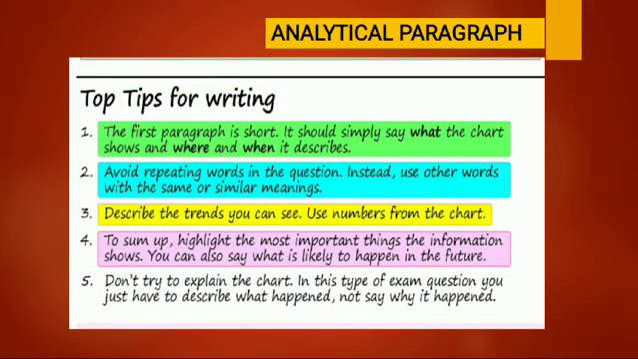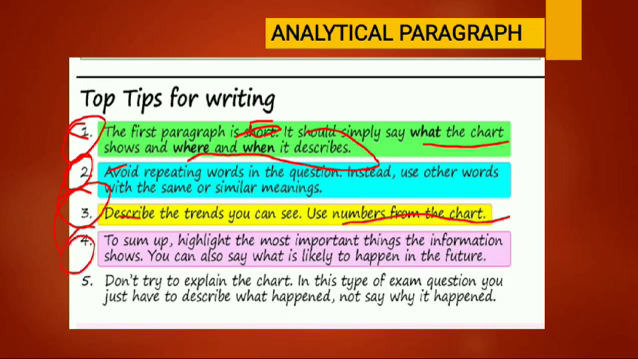The first paragraph should be short, it is very compulsory. It should simply say what the chart shows and where and when. It's very important. Then avoid repeating words in the question, it is also important. Introduce other words with the same or similar meanings. Then we have to describe the trends you can see. Use numbers from the chart. Then to sum up, highlight the most important things the information shows. You can also say what is likely to happen in the future. Then don't try to explain the chart in this type of exam question. You just have to describe what happened, not say why it happened.